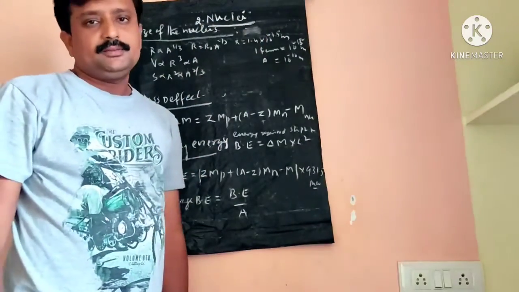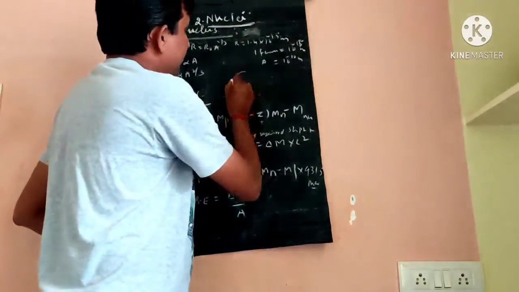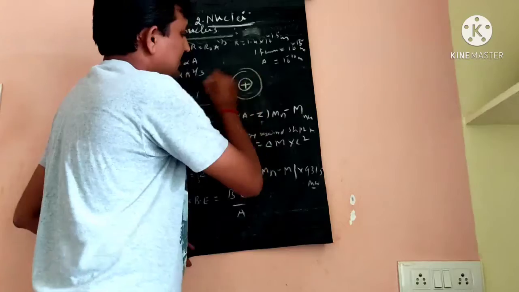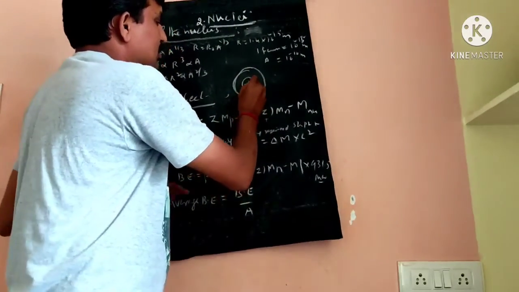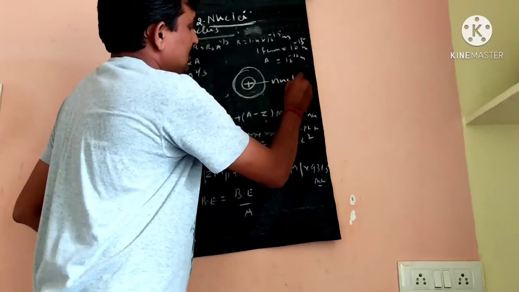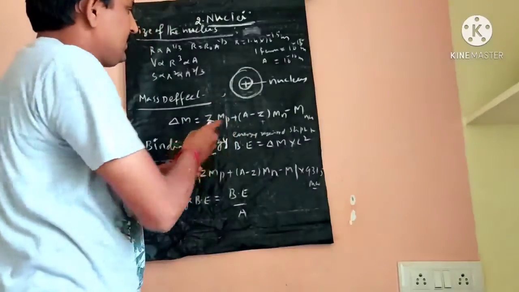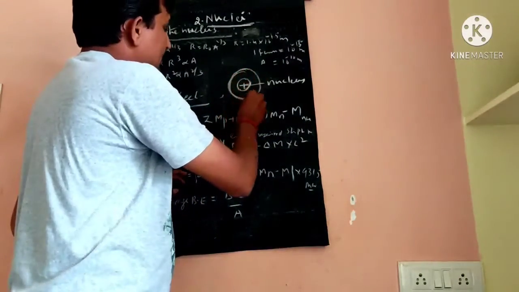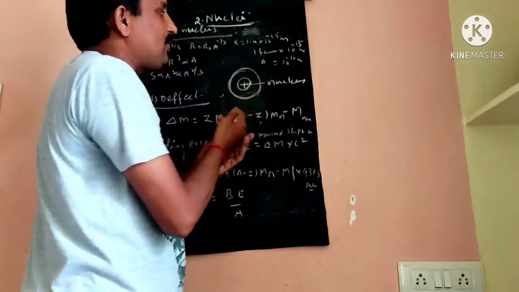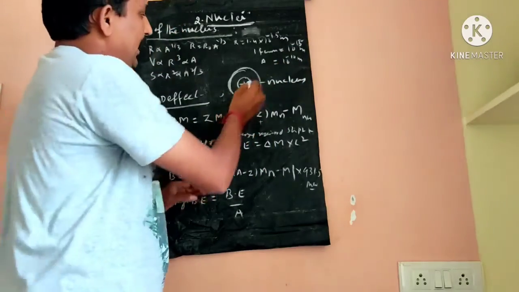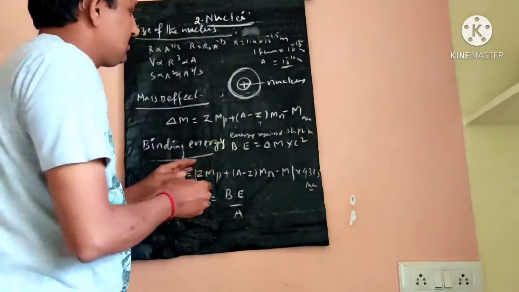Our next lesson, nuclei. According to Rutherford's alpha scattering experiment, the atom consists of a positive charge in the center. The positive charge located in the center is called the nucleus. The size of the nucleus, or radius of the nucleus, is 10 power minus 15 meters, and the radius of the atom is 10 power minus 10 meters.